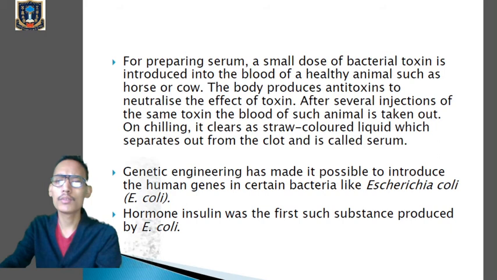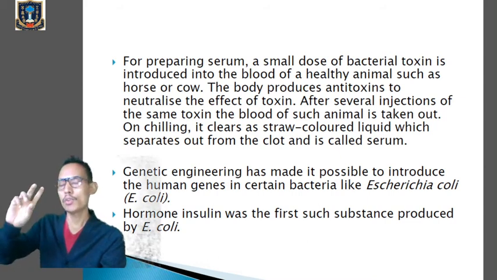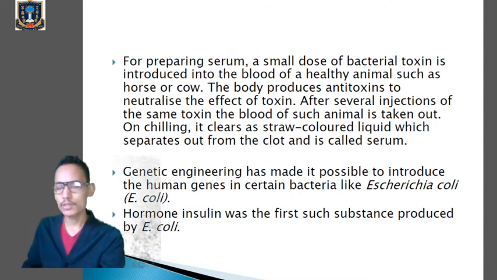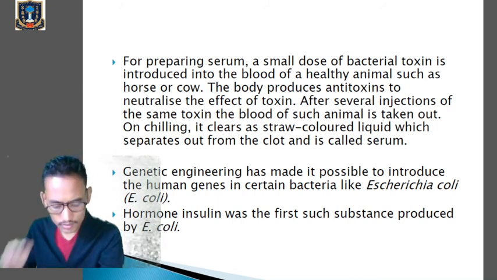Now from the body of the horse the blood will be taken out. That blood will be kept for chilling. On chilling, it produces a clear straw-colored liquid which separates off from the blood clot. That straw-colored liquid is known as the serum.